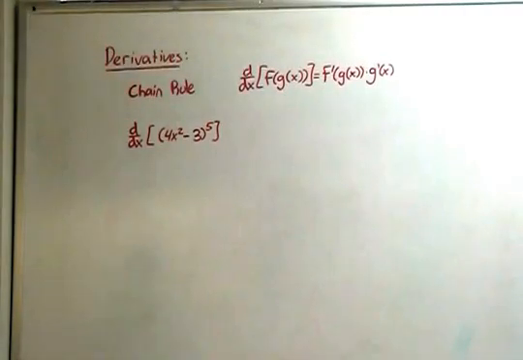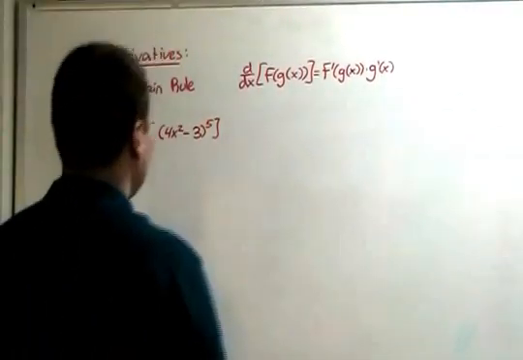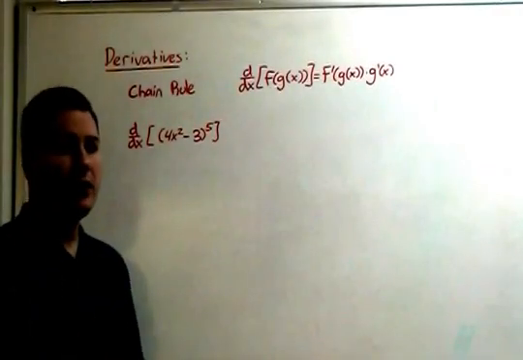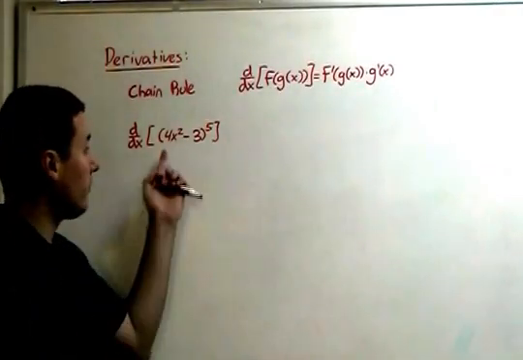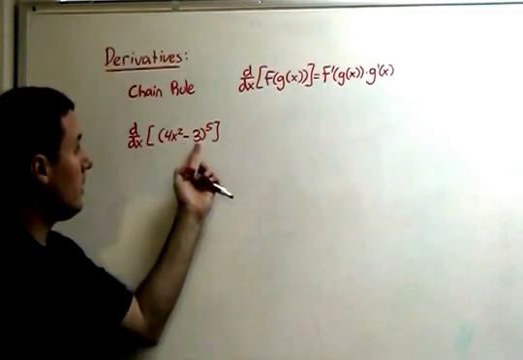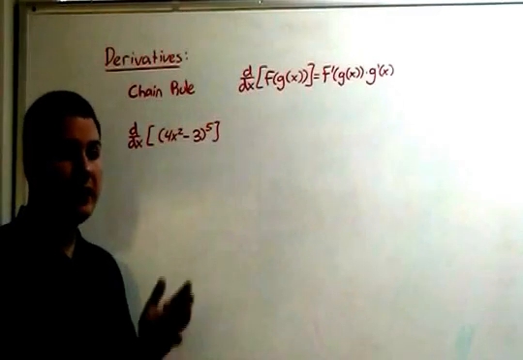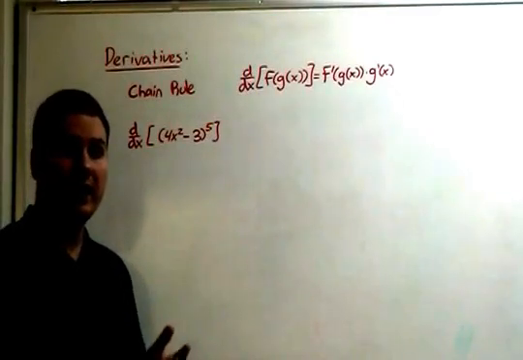Okay, for the next problem we're going to do chain rule. Now, chain rule is for when you have a function within a function. So a function within a function would be something like (4x squared minus 3) raised to the fifth. Now, the tricky bit about chain rule is identifying which function is on the inside and which function is on the outside.